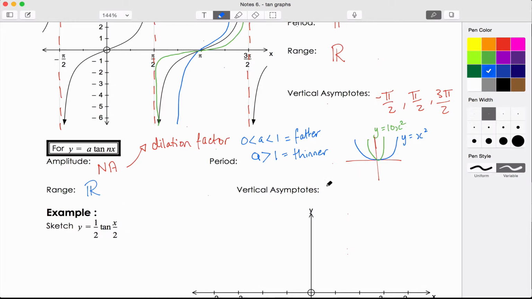Now, next to vertical asymptotes, we need to write that they start at half a period. And I've forgotten to write the period in. The period has something to do with the n here. It's pi over n. The vertical asymptotes start at half a period, and then they are 1 period apart.